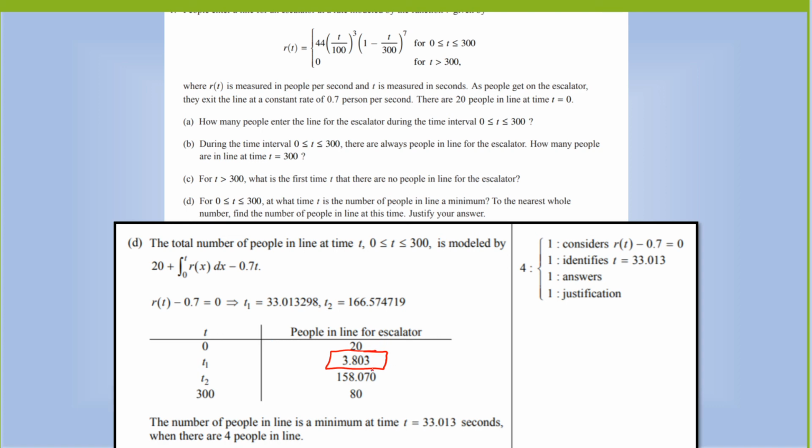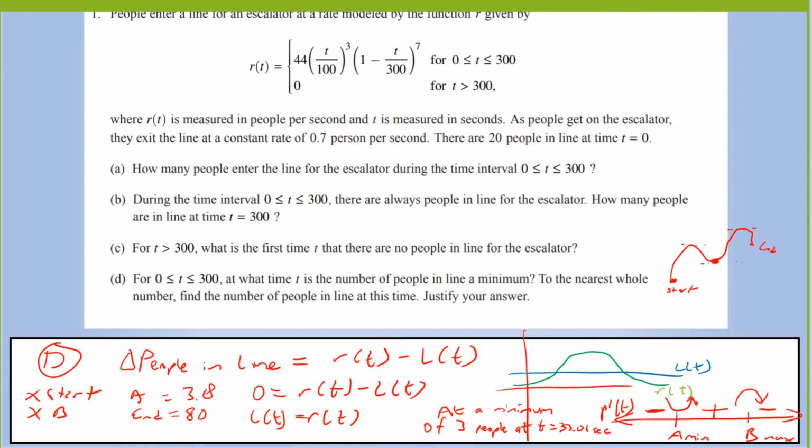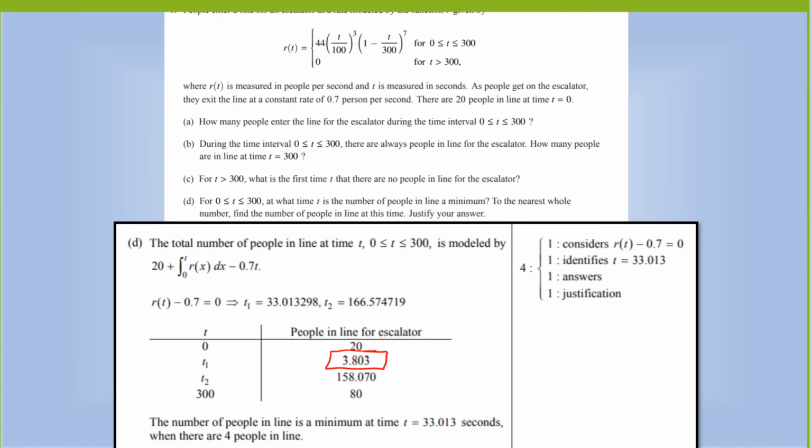Alternatively, you can actually plug it in and solve for all of the people using this formula and just pick the smallest value. Either way, our number of people in line at a minimum is going to happen at t equals 33 seconds when there are 4 people in line. To the nearest whole number, not round down, so 3.8 is going to round up to 4. Any questions on anything from this?